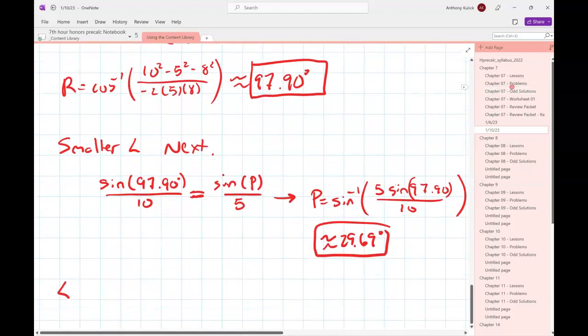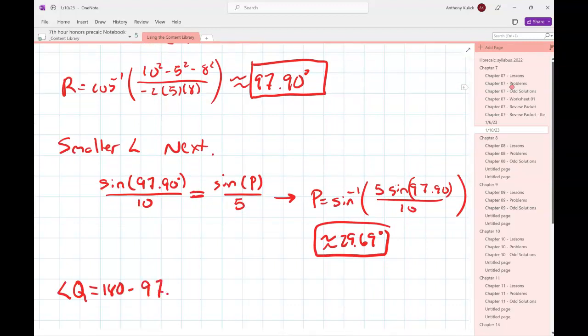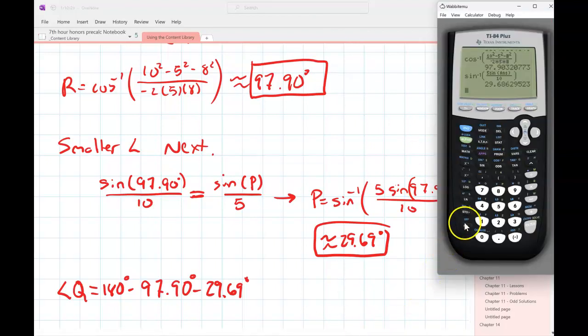And then to get angle Q, I've got 2 of the 3, so it's real easy to just use the triangle sum theorem from algebra class. Or, I'm sorry, not algebra, geometry. Woo! And just do that to get the third. So I get 52.41 for my last one.